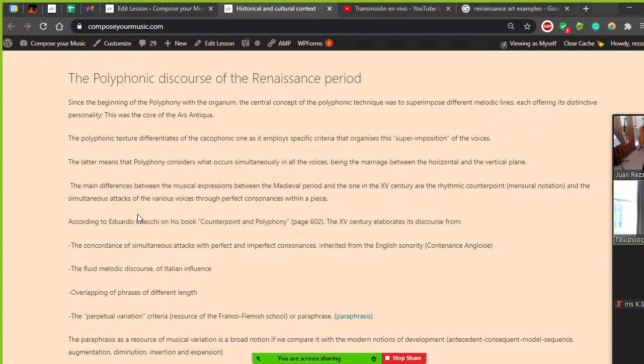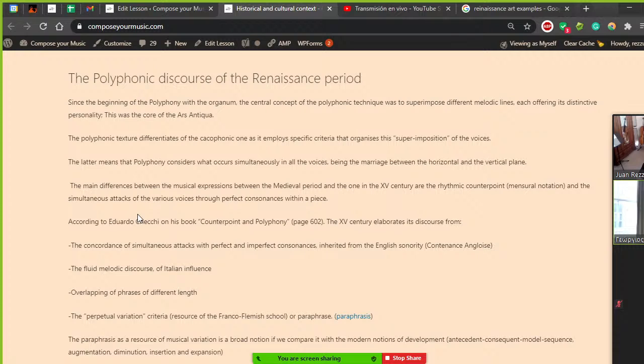So the latter means that polyphony considers what occurs simultaneously in all the voices, being the marriage between the horizontal and the vertical plane. Yes, that is basically the sense of polyphonic music. It's not just the melodic sense, but what happens when this is combined. Because at the beginning, polyphonic music was considering the line, but when we superimpose voices, it was not yet very organized.